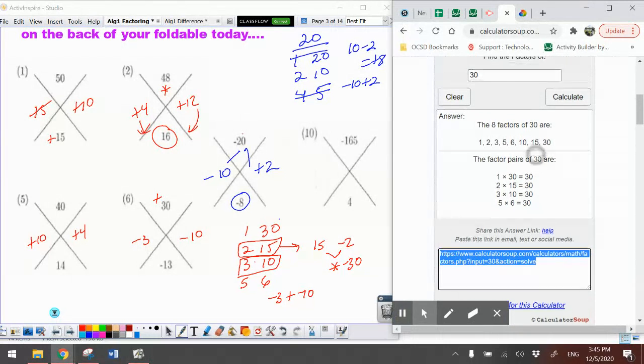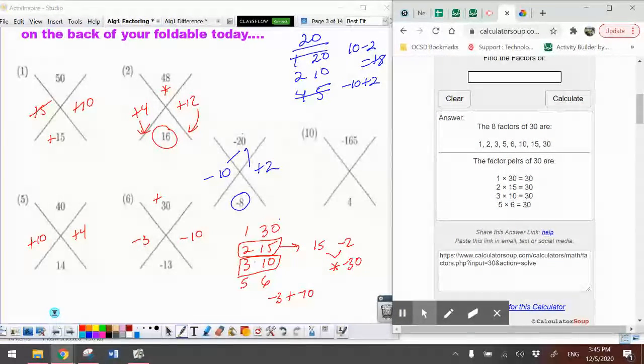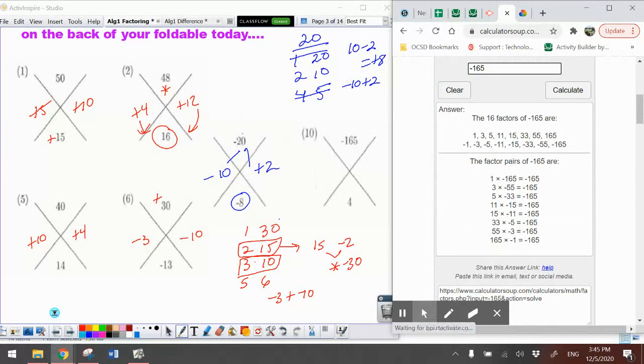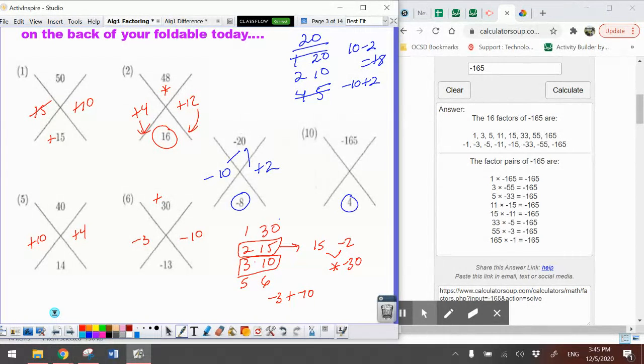All right, got one more here. I need negative 165. I'm going to go ahead and put the negative in this, see what happens. So it's actually going to give me positives and negatives here, so I can kind of see my options. So I need something with a difference of 4. Something where I can get 4.